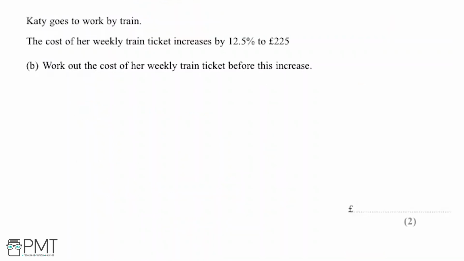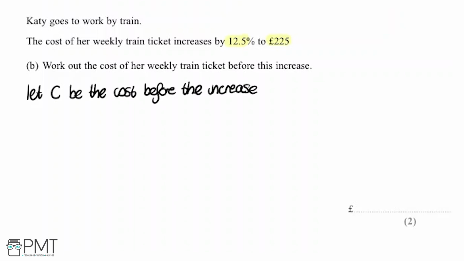Katie goes to work by train. The cost of her weekly train ticket increases by 12.5% to £225. Part B says we need to work out the cost of our weekly train ticket before this increase. Right, so firstly, I'm going to let C, so the variable C, so that could be any letter, I've just called it C, be the cost before the increase. So we're going to create an equation that we can solve for this. So the cost before the increase is C, and that's what we want to work out.